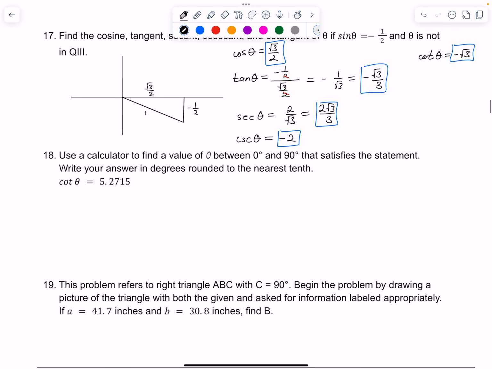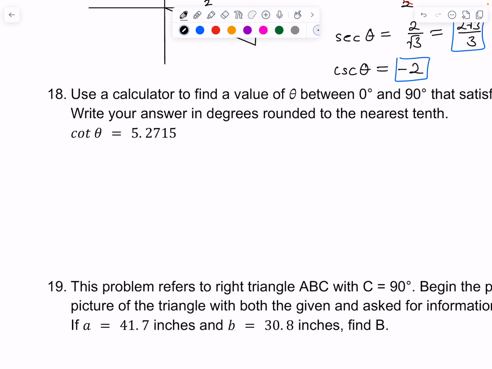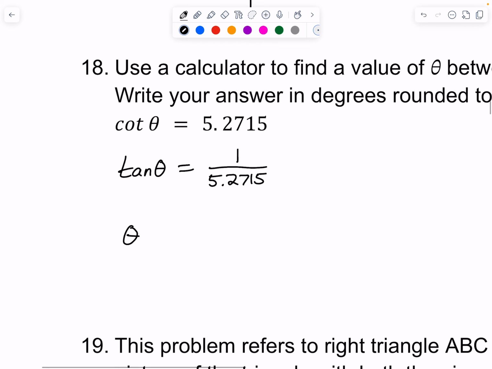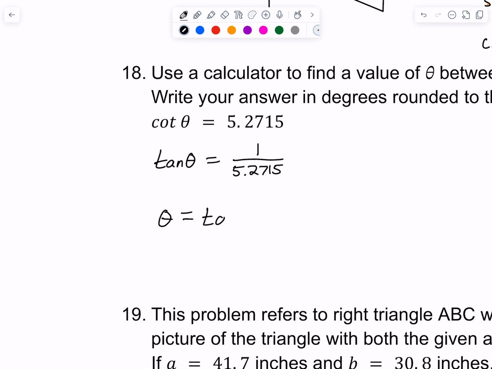Okay, next, number 18. We're going to use a calculator to find a value of theta between 0 and 90 that satisfies the statement. Okay, so we know that the cotangent of theta is 5.2715. Again, inverse cotangent is not easily accessible in my calculator, so I'm going to write this as tangent. If the cotangent is 5.2715, the tangent is 1 over that number, because tangent is always 1 over cotangent. Then, because it says I want to be between 0 and 90, that's the first quadrant. When I take the inverse tangent, it's definitely going to give me something in the first quadrant because tangent is positive. And quadrant 1 is our favorite, so it will definitely give me something in quadrant 1.